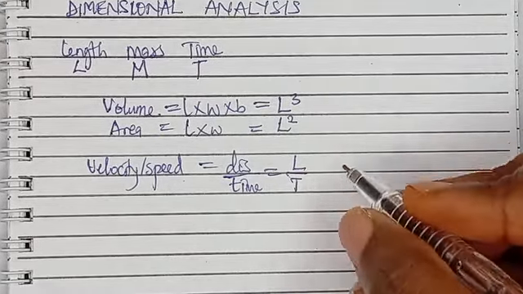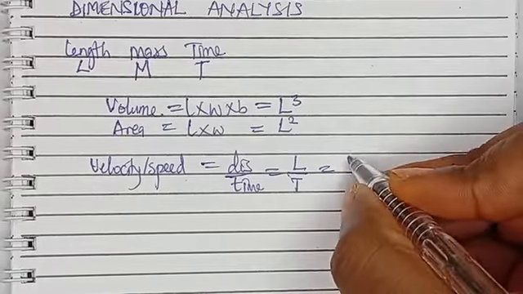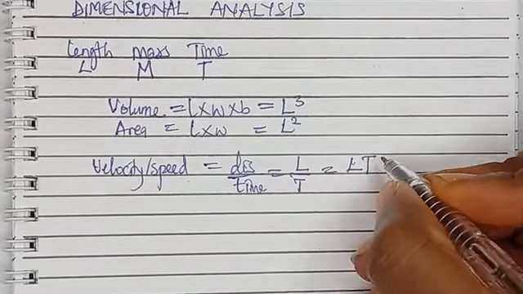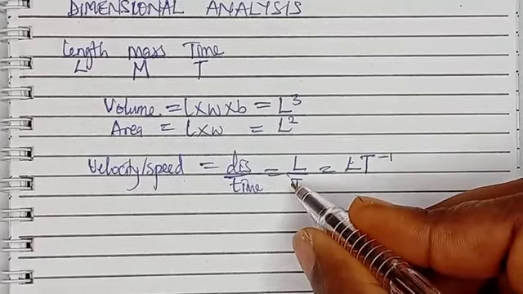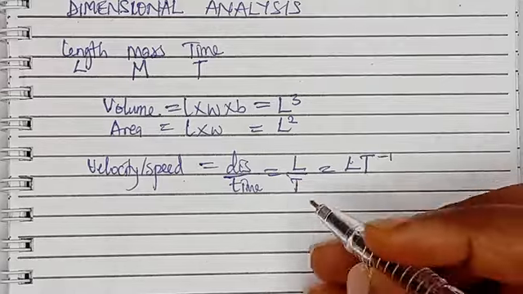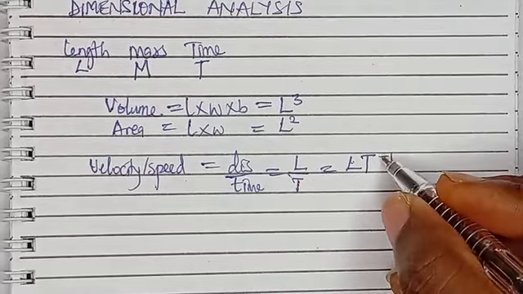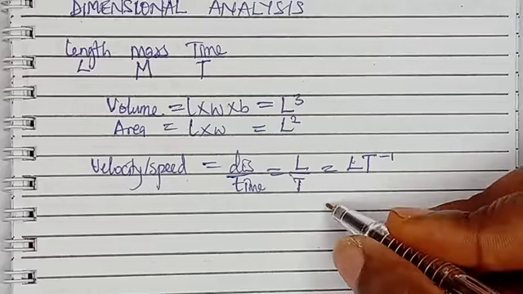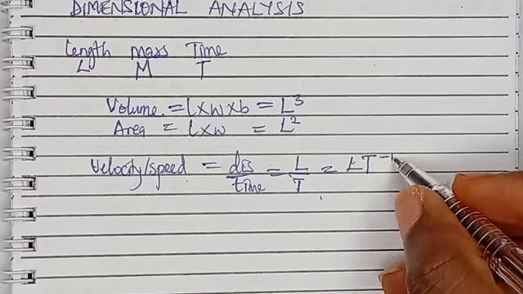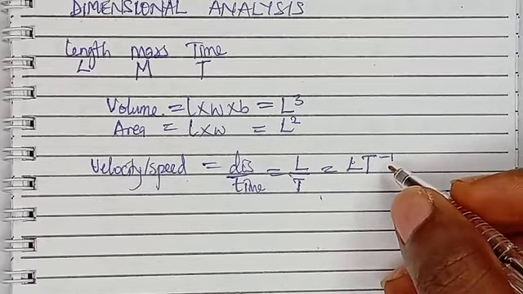And we usually write it in a single line, not as a fraction like this. So in a single line, we have length and then time raised to power minus 1 to show that it was a denominator. Whenever we have any quantity down here, we have to use a negative power. This T was raised to power 1, so we have to raise it to power negative 1. So this is how dimensions are gotten.